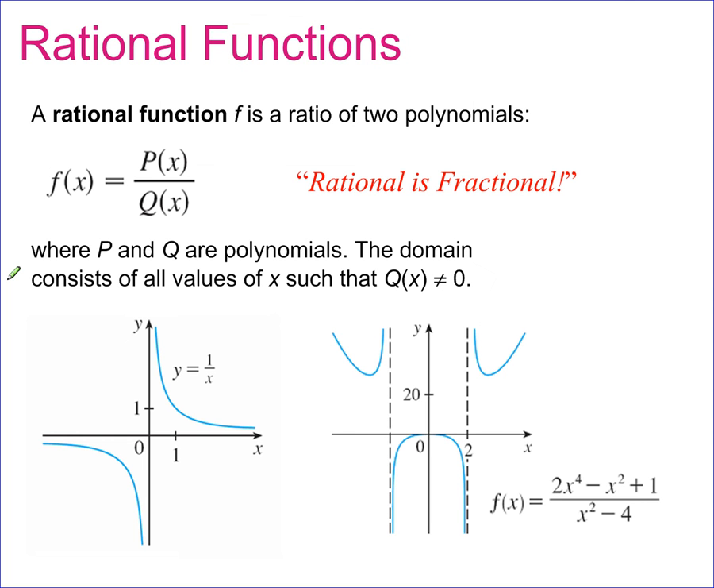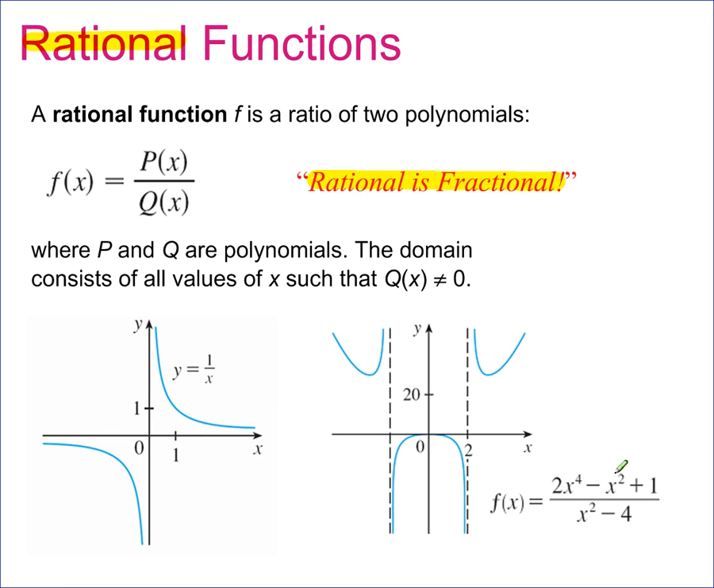Another type we look at are what are called rational functions. Rationals are easy to spot because don't these two words rhyme, rational and fractional? So if we have something that looks like P of x over Q of x, these are called rational functions. Here's a very simple type, sometimes called the reciprocal function. 1 over x is clearly a rational function.